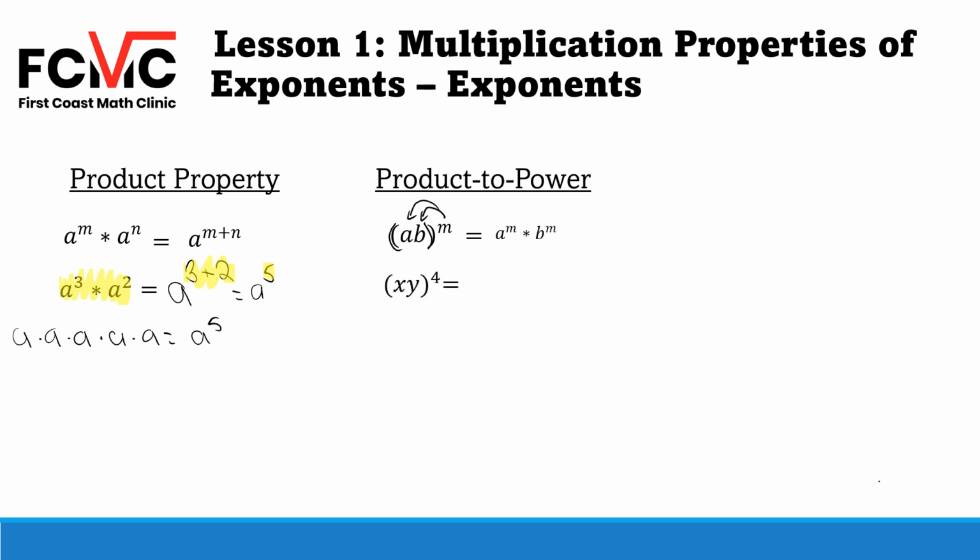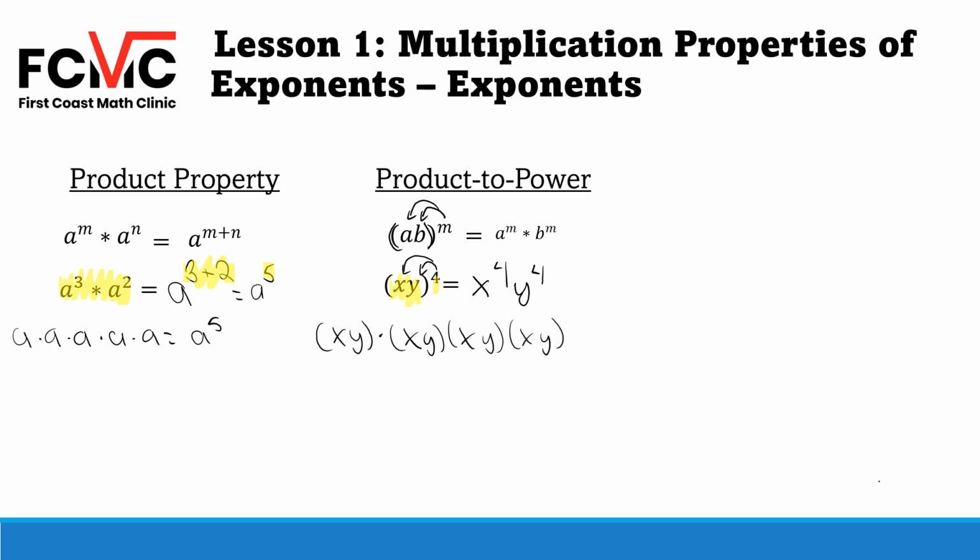And our actual example, if I've got something like this, x times y to the fourth power, then all I have to do is distribute that exponent of 4. So this is going to be x to the fourth times y to the fourth. And if we think about this, this is x times y to the fourth power. So how many xy's do we have here? Well, we've got 4 of them because that's our exponent. So this would be like x times y times x times y times x times y times x times y.